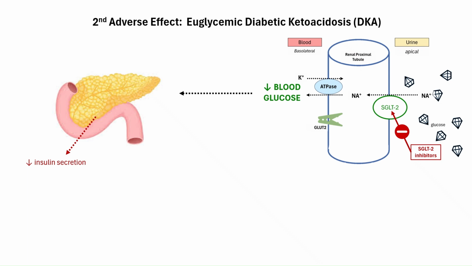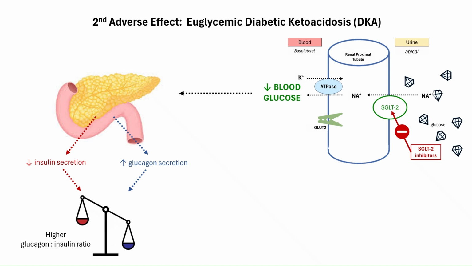At the same time, SGLT-2 inhibitors are associated with increased glucagon levels. This may be partly due to reduced insulin secretion, which normally suppresses glucagon, and possibly from direct effects on pancreatic alpha cells. The result is a higher glucagon to insulin ratio. And that ratio acts as a metabolic switch. Your body thinks it is starving.